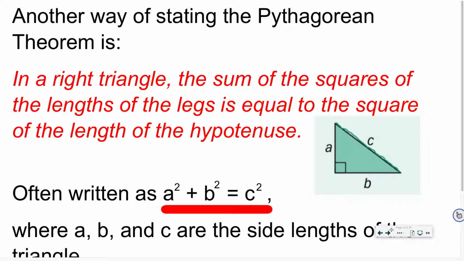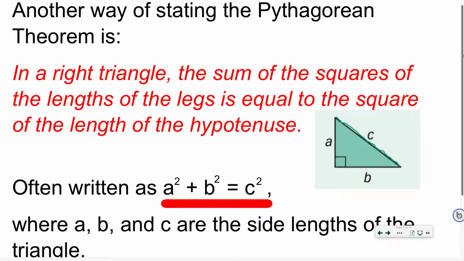Okay, so this is the last thing that you're going to write in terms of definition. This is another way of stating the Pythagorean theorem. In a right triangle, the sum of the squares of the lengths of the legs is equal to the square of the length of the hypotenuse. That's the last definition you'll write.